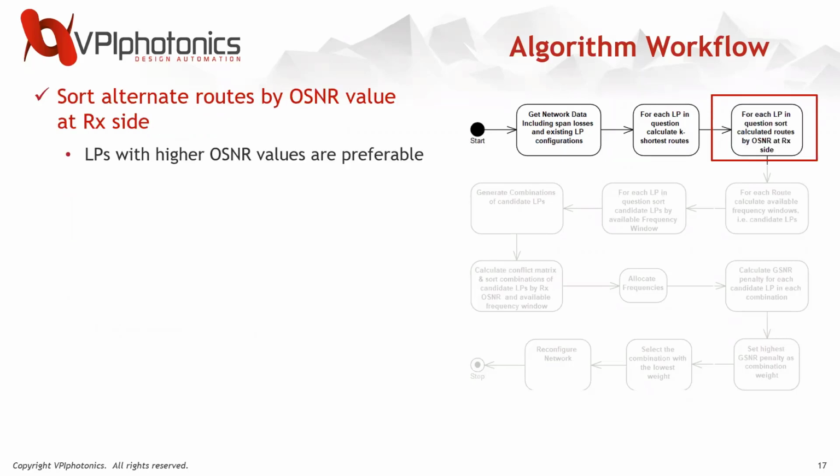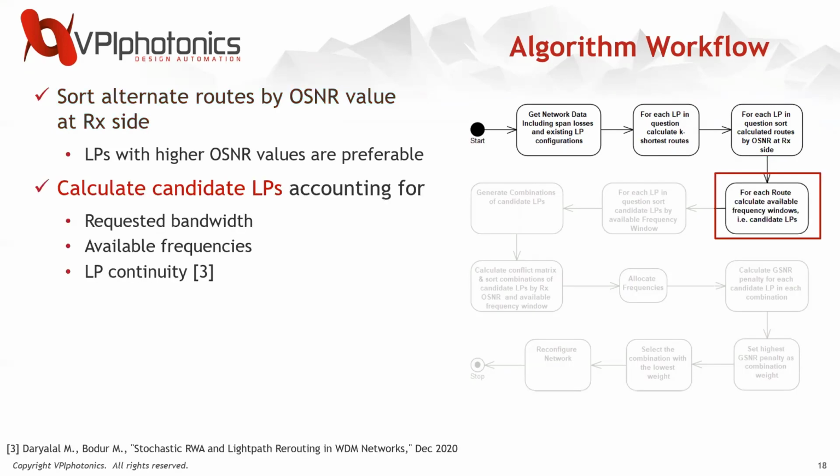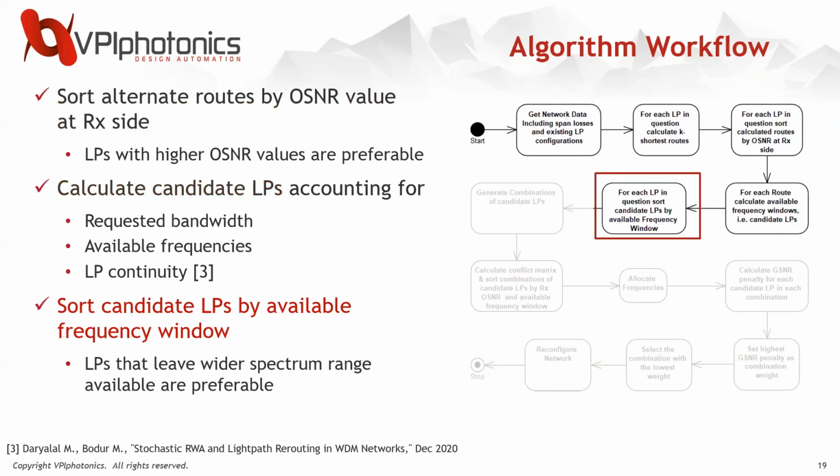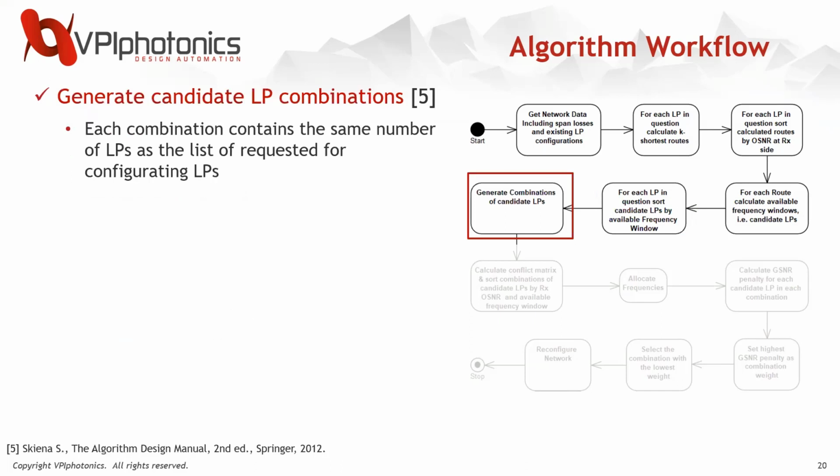The calculated routes are sorted by OSNR in descending order. Eventually, we calculate candidate light paths, which may differ by available frequency slots. All candidate light paths are then sorted by their available spectrum range. The next step is essential for multiple light path reconfiguration. Here we generate the list of combinations of candidate light paths that should be assessed later.